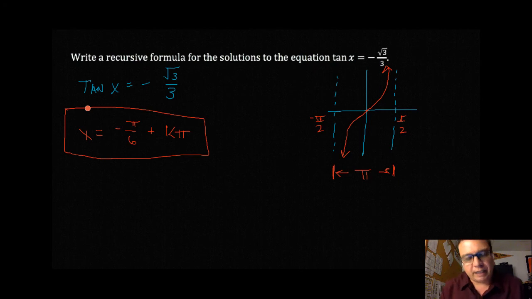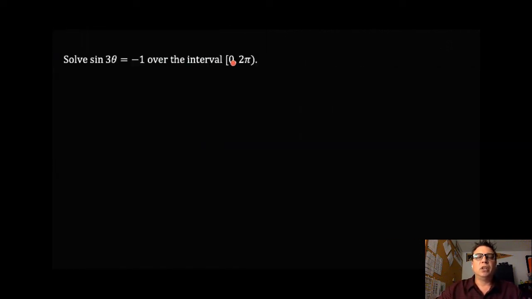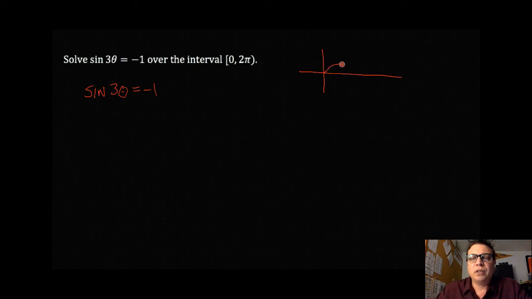Now, writing like this every single time would get rather cumbersome. So what we need to do is modify it so that instead of solving with a recursive formula, I just solve it over an interval. So now instead I have sine 3 theta equals negative 1. I like to draw my curves just so it gives me a better idea of where I am. So when is sine negative 1?